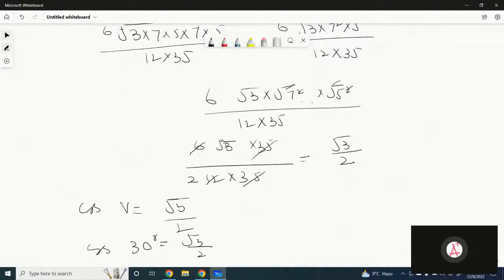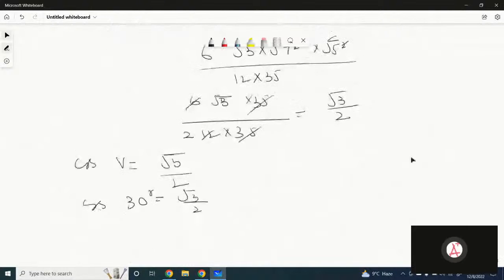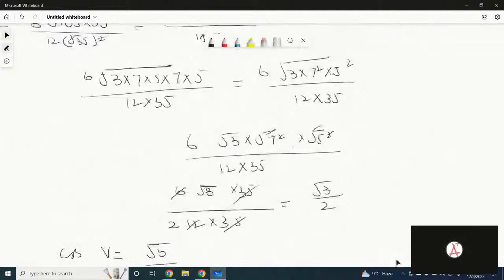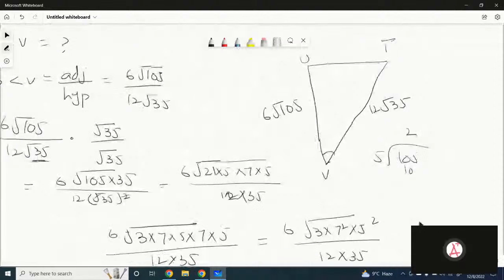Another way is to find the angle V like this. If you look at the triangle, you can see the hypotenuse is twice the shorter leg. 6 times 2 is 12, and also square root 105 and square root 35 are double each other. Got it? So that means the triangle is a 30, 60, 90 triangle. So the measurement of angle V is 30 degrees.